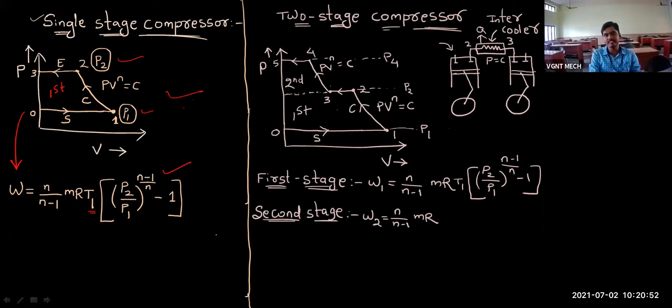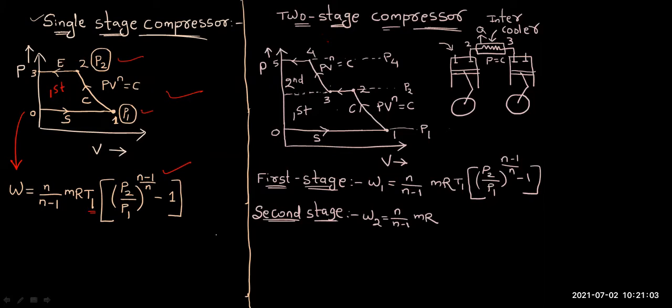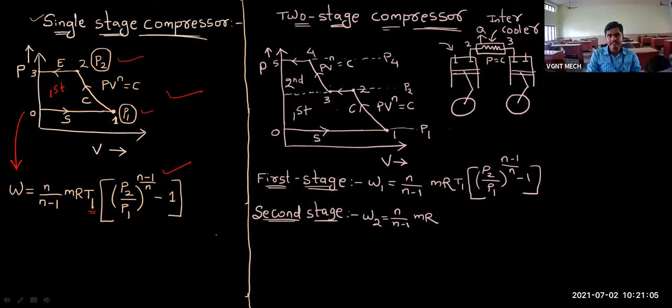Already we have discussed this and we have done some problems related to the single stage compressor. Now we will switch over to the two-stage compressor, or multi-stage compressor. So what happens in a two-stage compressor? We have two cylinders. This is cylinder 1, the first cylinder, and this is the second cylinder. That's why the name is two-stage compressor.